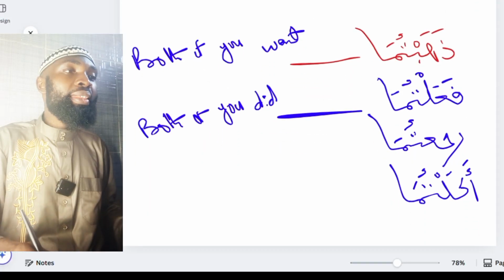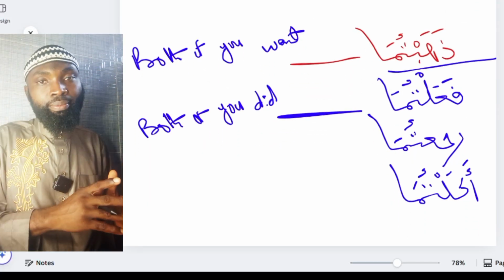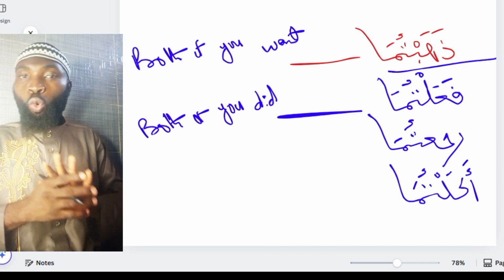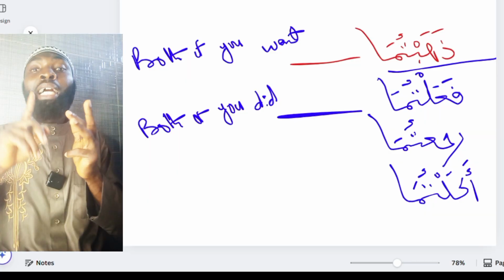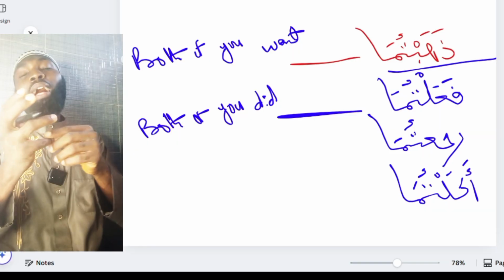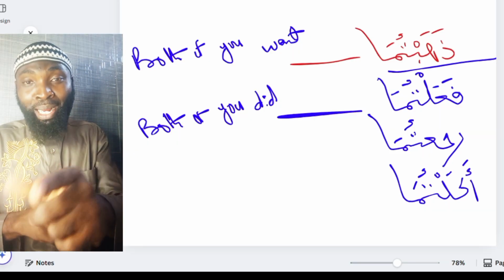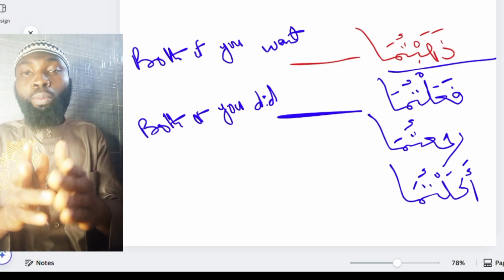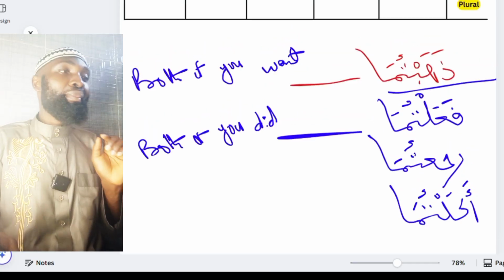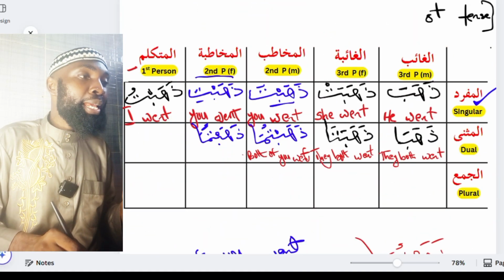This is to say that the word dhahabtuma is used for two males or two females. So if you have Aisha and Maryam, it is dhahabtuma, both of you went. If you have Muhammadun and Aliyun, it is still dhahabtuma. Even if you have Aisha and Hamid together, it is still what? Dhahabtuma, both of you went. So the word dhahabtuma is used for two persons, either males or females. If this is clear, I hope so, and I pray that Allah will make it easy for you.